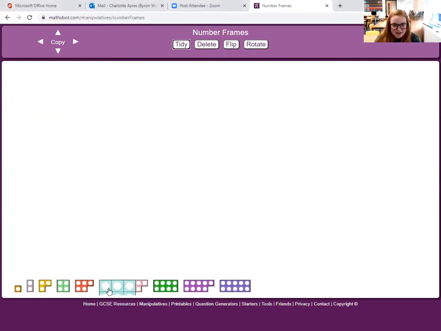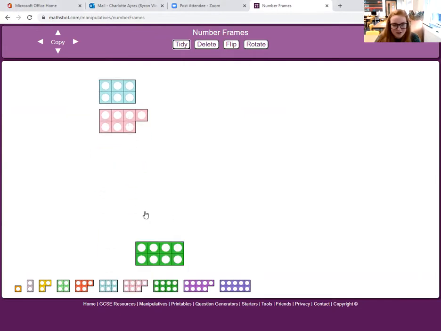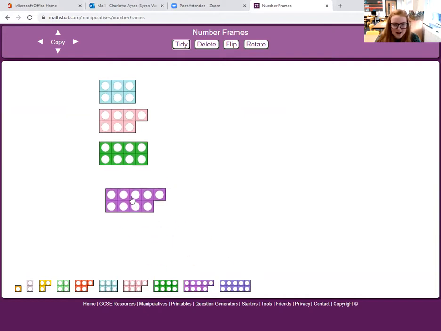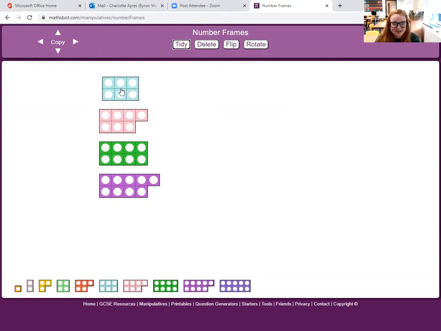I get 6, 7, 8, and 9. I can see which is the smallest number here. Which is the smallest number? It is 6. 6 is my smallest number. So I'm going to put 6 at the start.